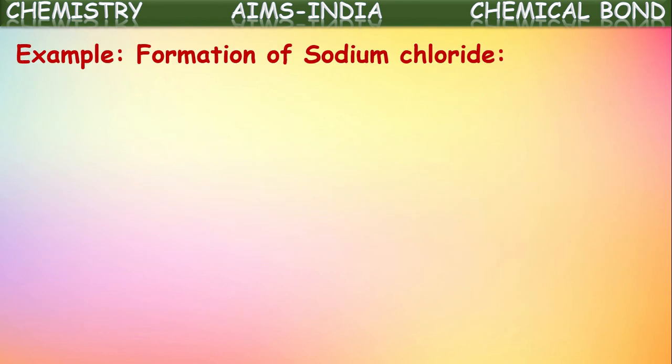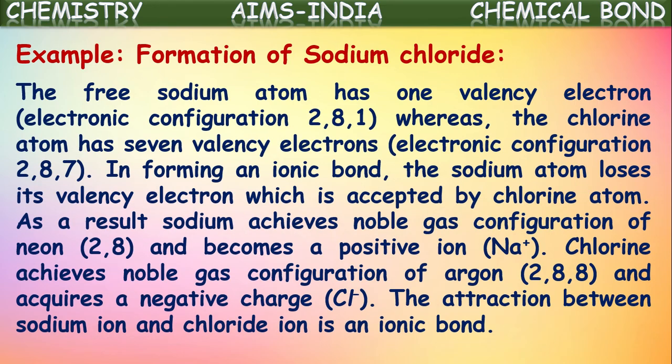Let us see an example, the formation of sodium chloride. The free sodium atom has one valence electron, as we know, because its atomic number is 11 and its configuration is 2, 8, 1. So it has one valence electron. Whereas the chlorine atom has 7 valence electrons because its atomic number is 17 and its electron configuration is 2, 8, 7.